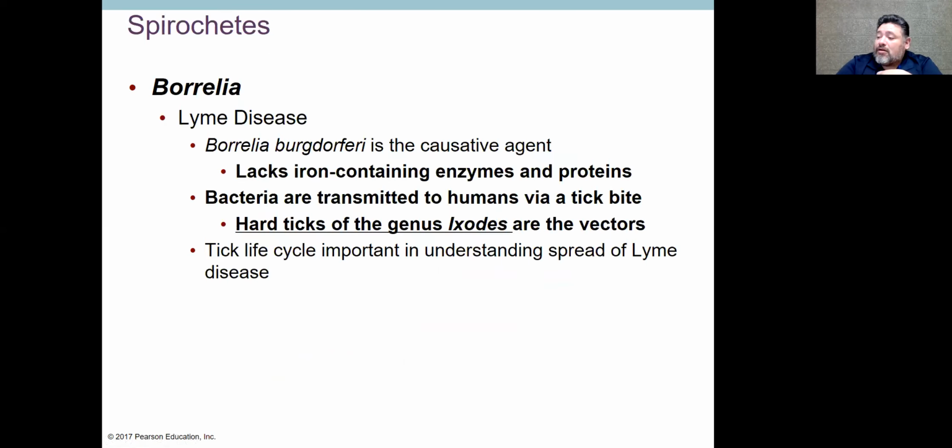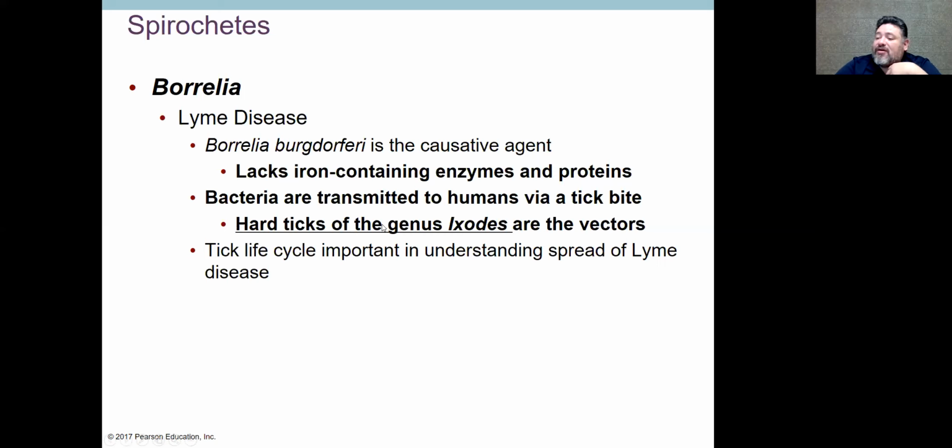Okay, so this is interesting. Borrelia doesn't have any iron-containing cytochromes. So most organisms that we've talked about require iron, or sulfur, or copper in order to build the electron transport chain. Borrelia does not. Consequently, it would carry out gamma hemolysis in blood agar.